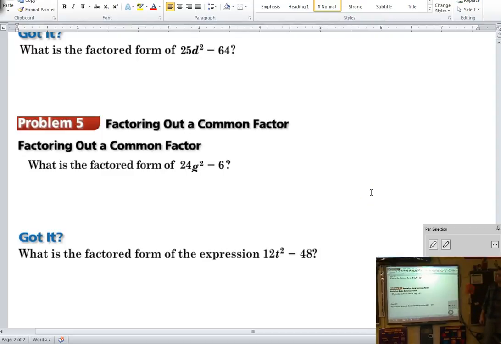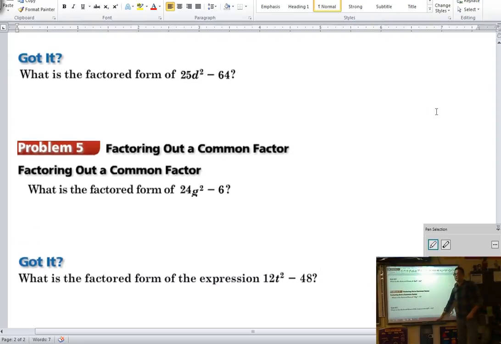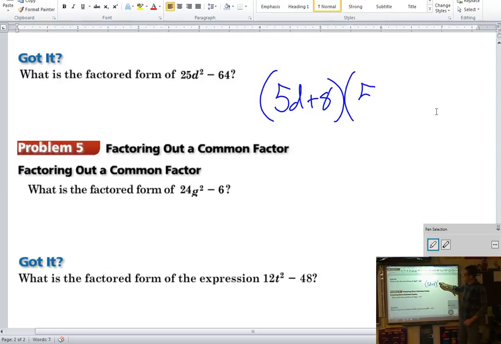Scarlett, what did you get for our factored form for 25d squared minus 64? I got 5d plus 8 in parentheses, and then in a separate set of parentheses, I got 5d minus 8. Absolutely correct. Any questions up to this point before we move into problem 5?